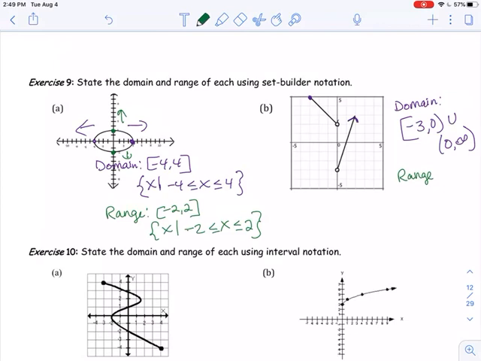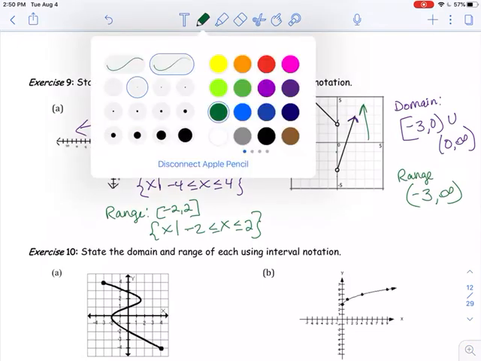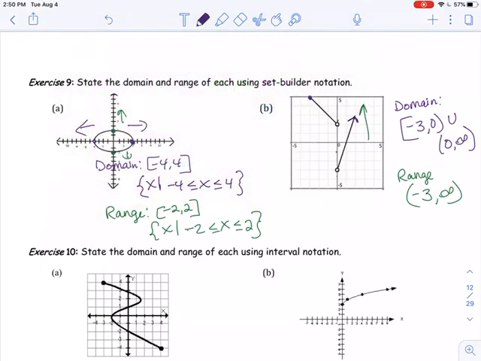And then my range are my y's. So the highest y value is, look up, it goes forever and ever. So that's going to be infinity. And my lowest y value, I'm not including this -3, but it's anything that's bigger than -3. Okay, so that's my domain and my range.